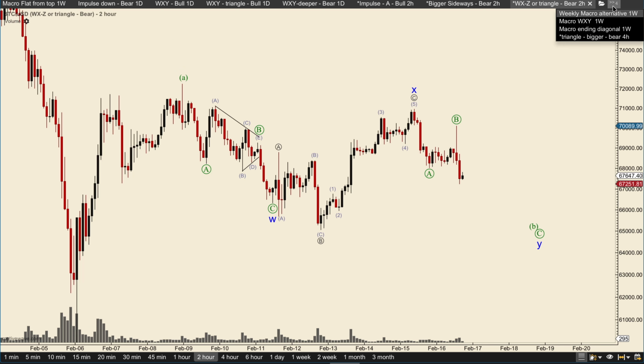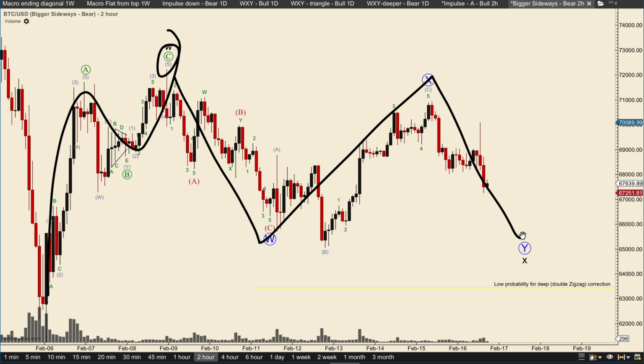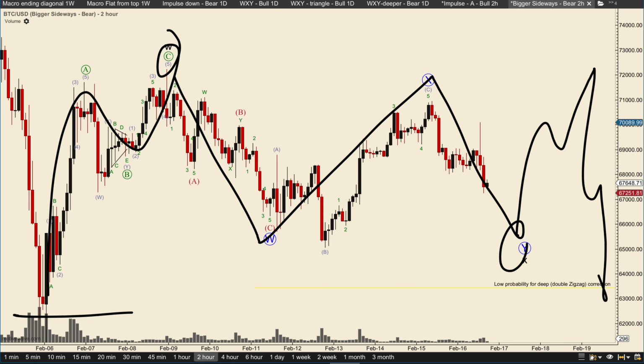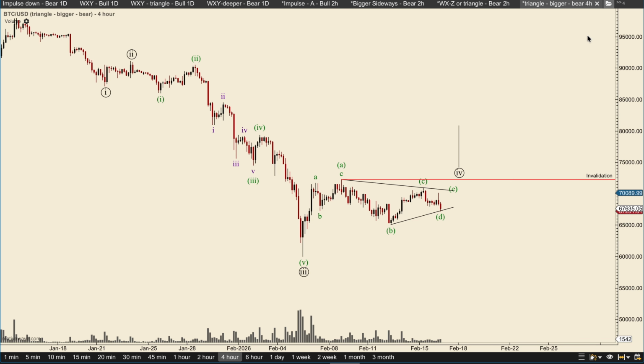The other possibility is that we have a bigger sideways structure, so like this, ABC in a zigzag, WXY to wave X in a wave Y, and then finished and moving up, taking out this low. So taking up more time, basically more sideways correction. And the last possibility is this, so a triangle here in wave 4. So which one of these have the highest probability?